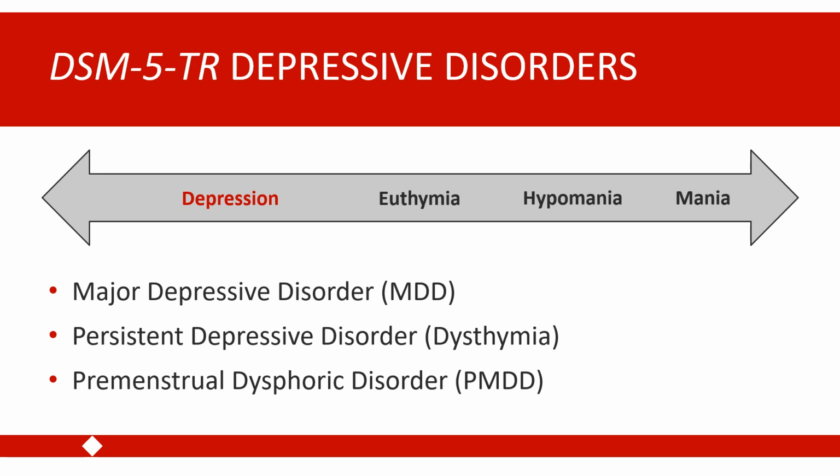To sum up, all of these disorders are characterized by mood states that are low relative to a euthymic or neutral mood state. The disorders differ from one another in terms of their specific mood and other symptoms that are present, the severity of the symptoms, how long the symptoms last, and the timing of those symptoms.